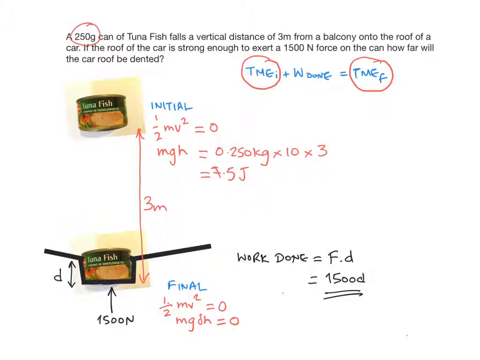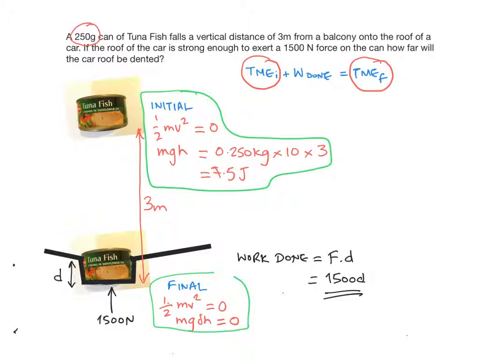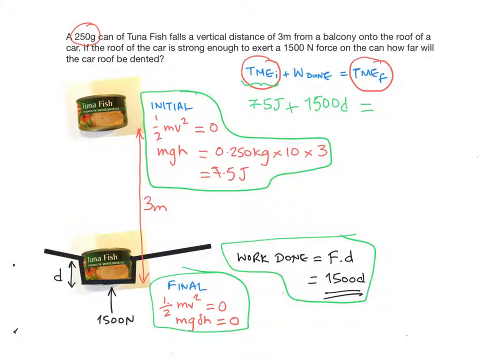So to summarize so far, we've calculated the initial total mechanical energy. We've calculated the final total mechanical energy to be 0, and we've also calculated the work done. So we're now ready to substitute into our work energy equation. The total mechanical energy initially, we said, is 7.5 joules plus the work done, which is 1,500 times unknown distance d, and that is equal to the total mechanical energy finally, which is also 0.